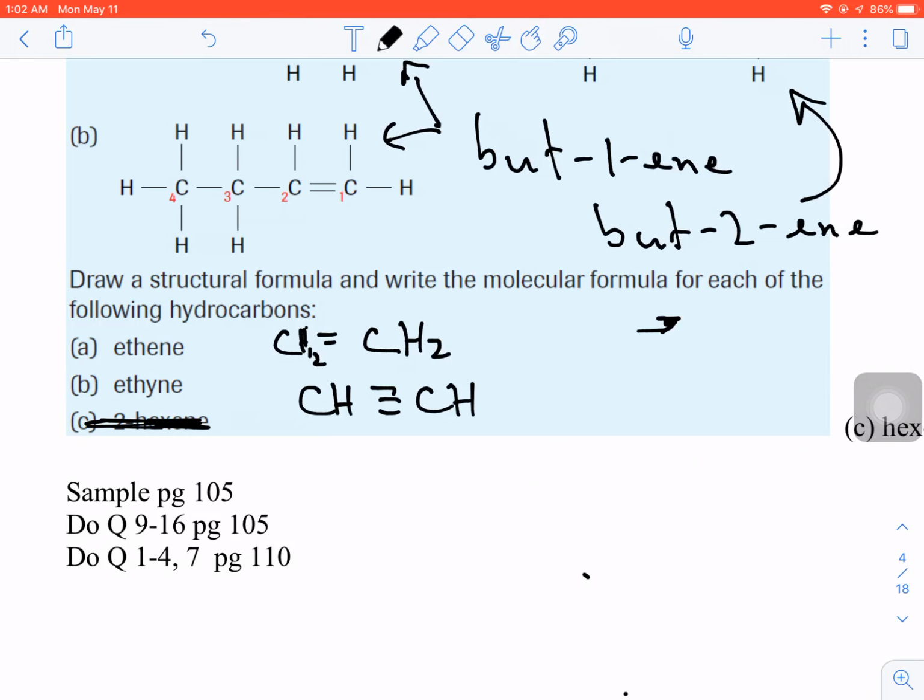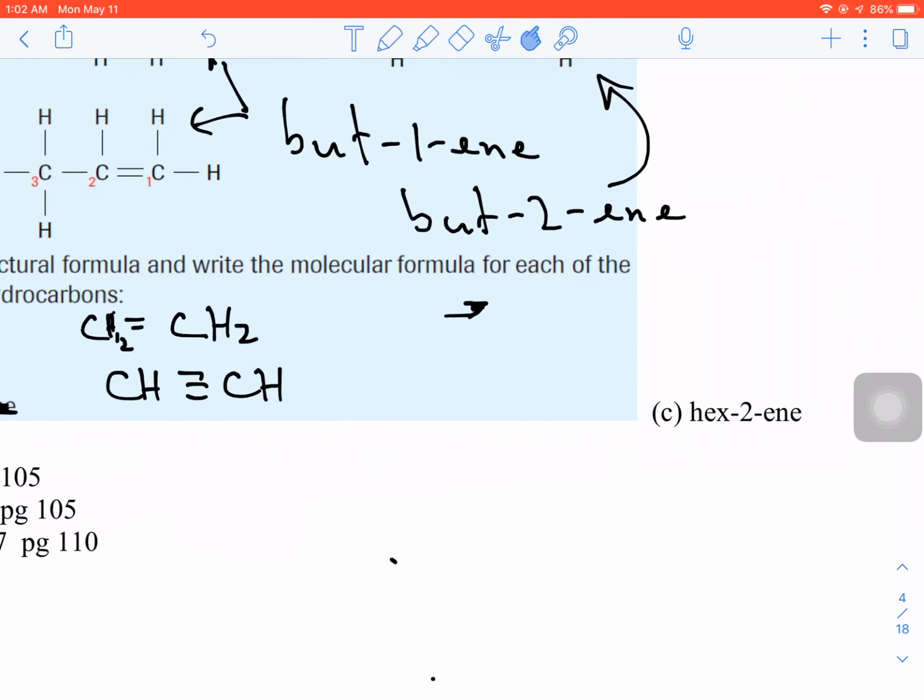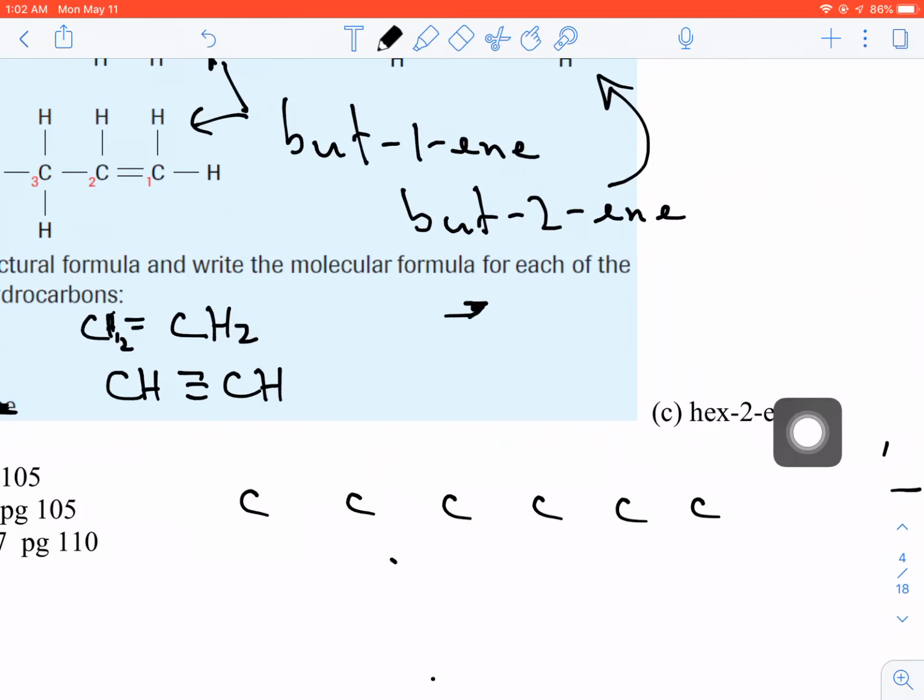And then if I have to draw hex-2-ene, this one over here, I'm going to draw my hex. 1, 2, 3, 4, 5, 6. On the second carbon, I'm going to put my double bond. So there's the first carbon, there's the second carbon. Actually, let's make a bit of space here. There's my double bond. And now I'm going to put in my hydrogens.